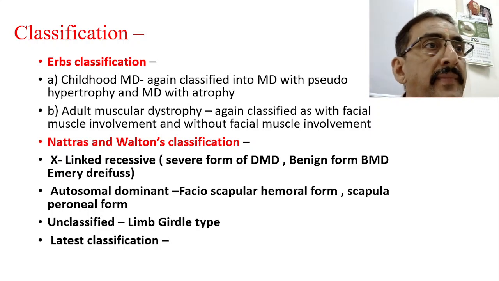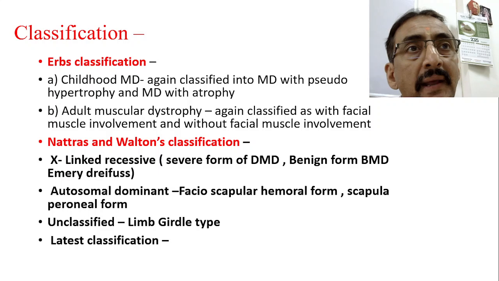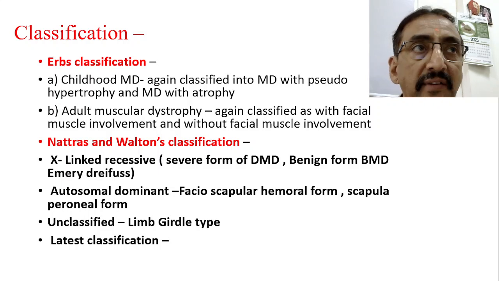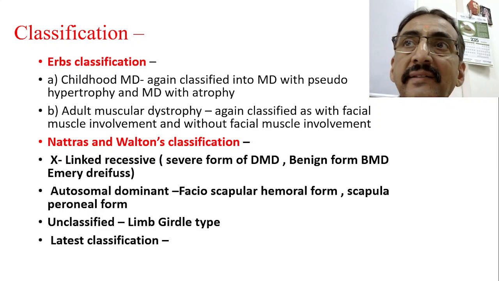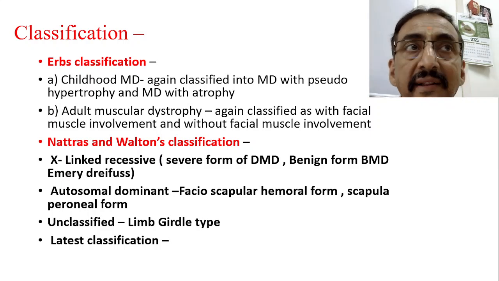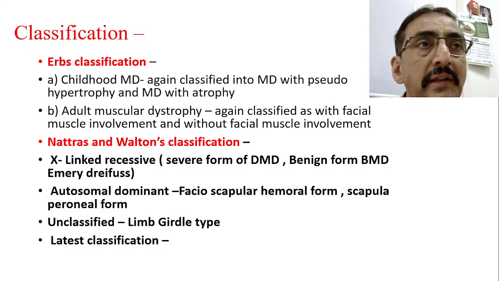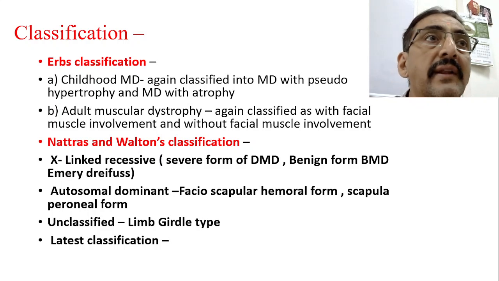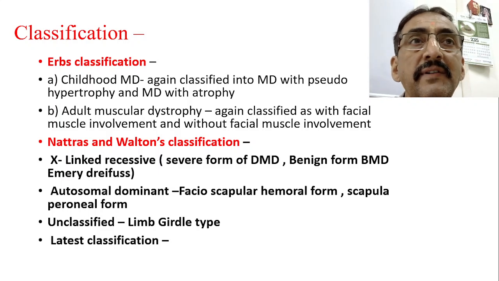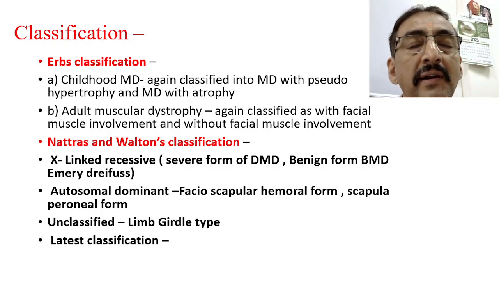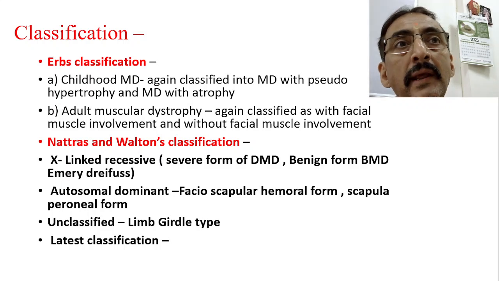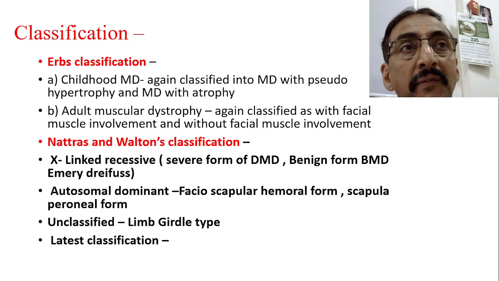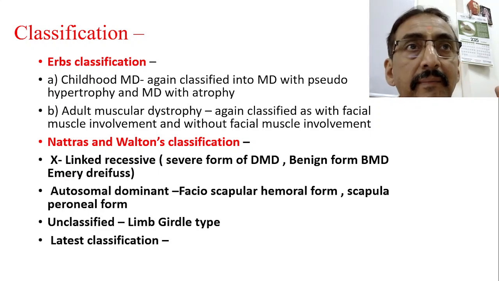Because X-linked recessive means a male has only one X and another one is Y, whereas a female has two X's. So although one X is mutated, another X is there which will manage things. But for the male, unfortunately, there is only one X, and if that X gets mutated, there is no other X to manage this. So what happens is X-linked recessive disorders most commonly lead to the presentation of the actual disease in males. But in females, they remain carriers.